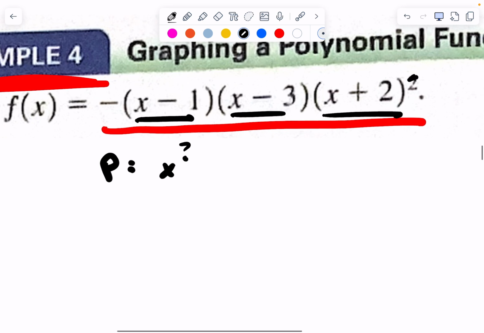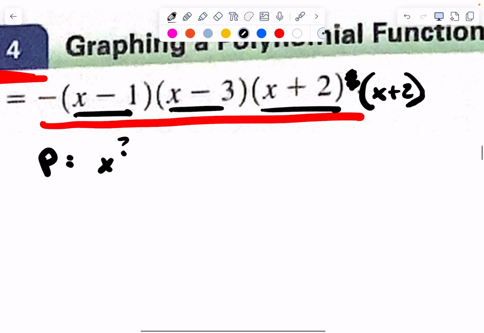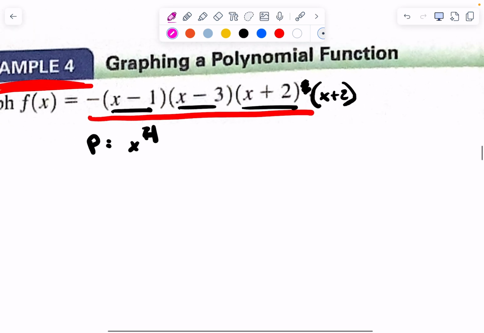Because this one squared means that there's just another x plus 2, right? So if I would FOIL those all out, it would end up being an x to the 4th power function, which means it's going to cross up to 4 times. And I can find where it crosses. The places where it crosses are at these 4 places.